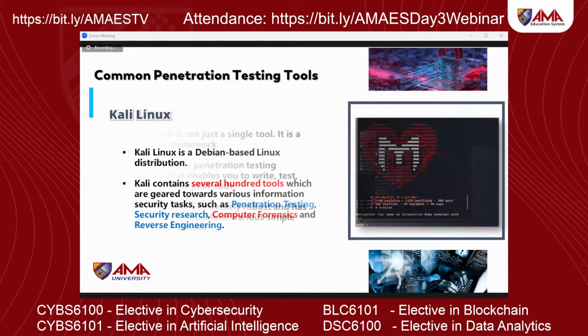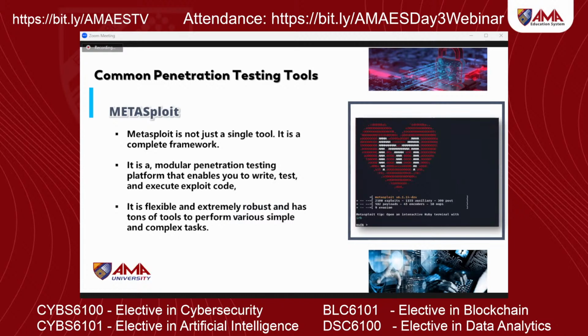Okay. And then lastly is the Metasploit. Dito sa Metasploit, it is not just a single tool. It is a complete framework actually. So it is a modular penetration testing platform that enables you to write, test, and execute exploit code. So it is flexible and extremely robust na ginagamit ng mga ethical hackers and has a tons of tools to perform various simple, complex tasks.